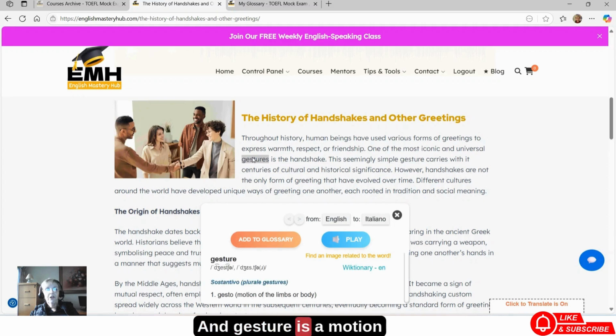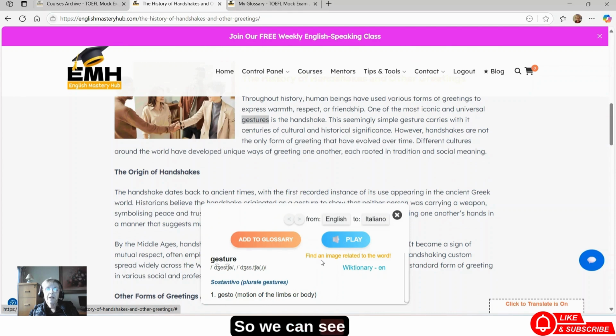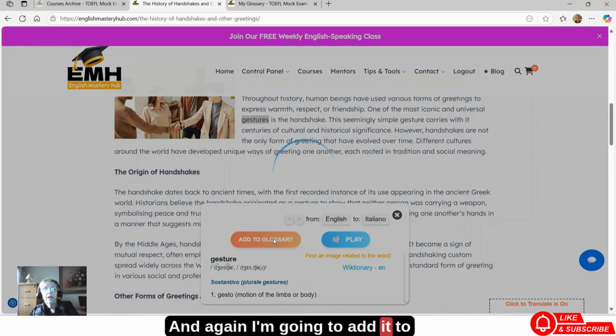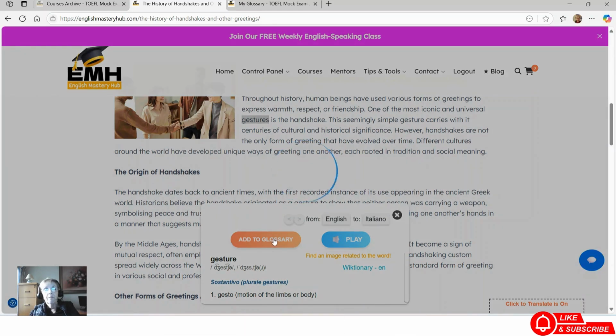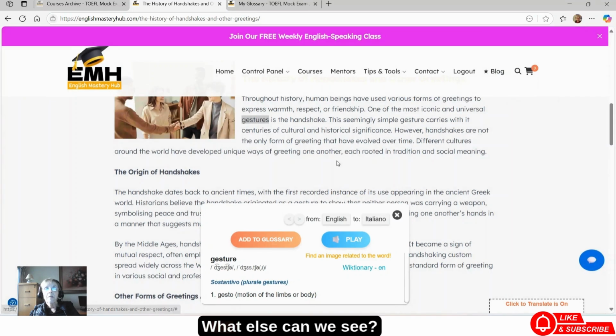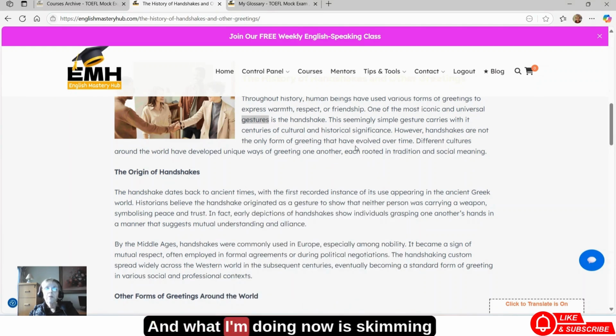And gesture is a motion of the limbs or the body to indicate something. So we can see that is the meaning of the word gesture. And again, I'm going to add it to the glossary. What else can we see? Let's close the glossary for now. And what I'm doing now is skimming the text to find if there are any other words.